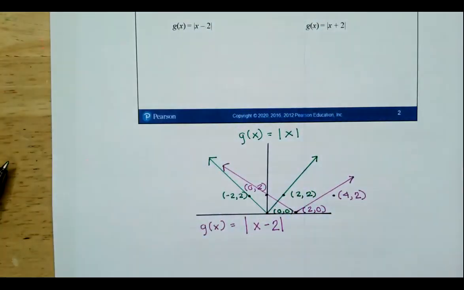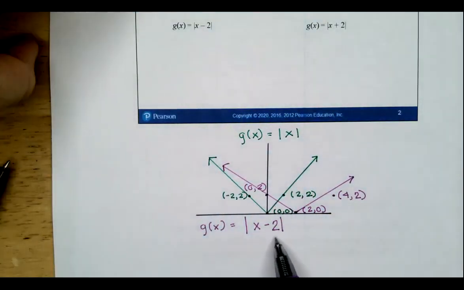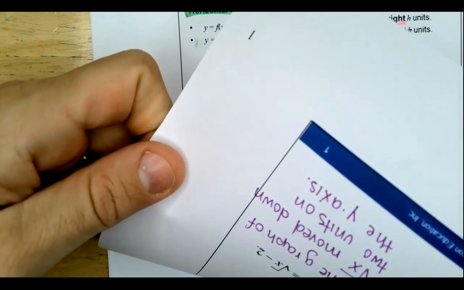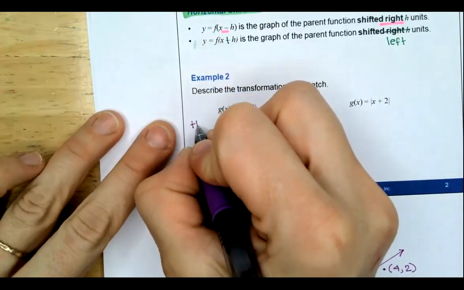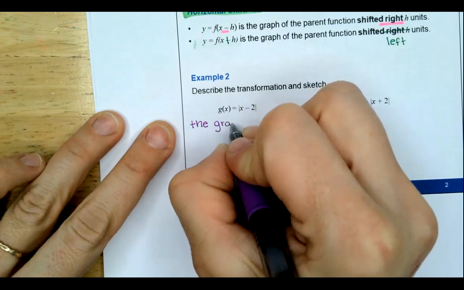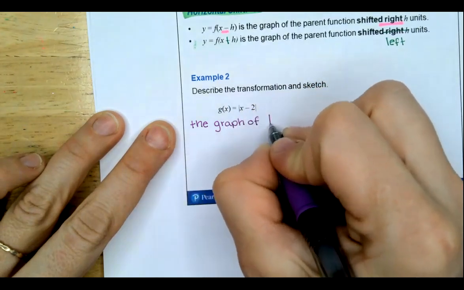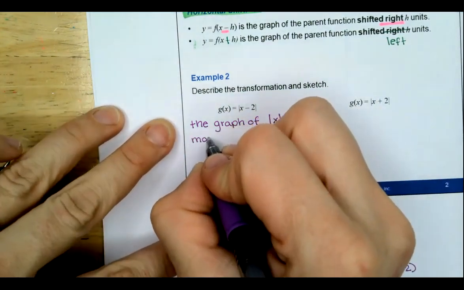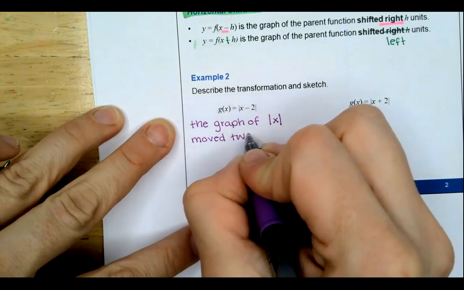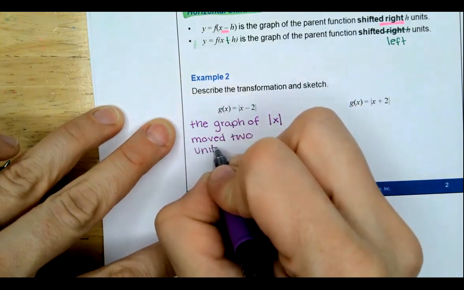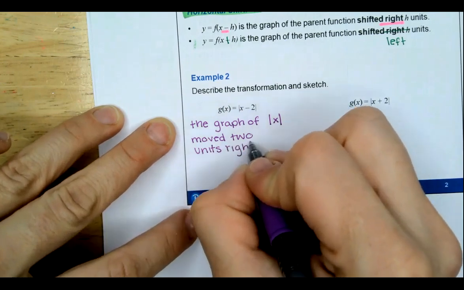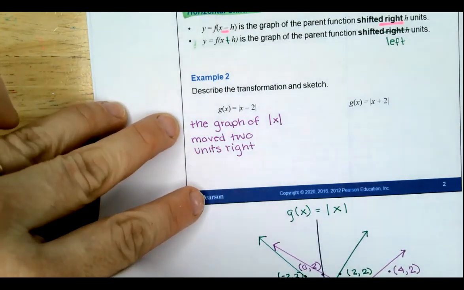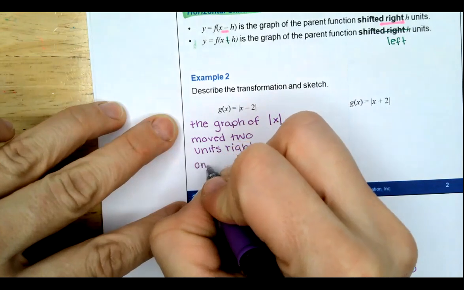It should look the same. I know it doesn't, but it's because I'm bad at graphing. So this is just the parent function. If we had to describe it, we would say this is the graph of the absolute value of x moved 2 units right on the x-axis.